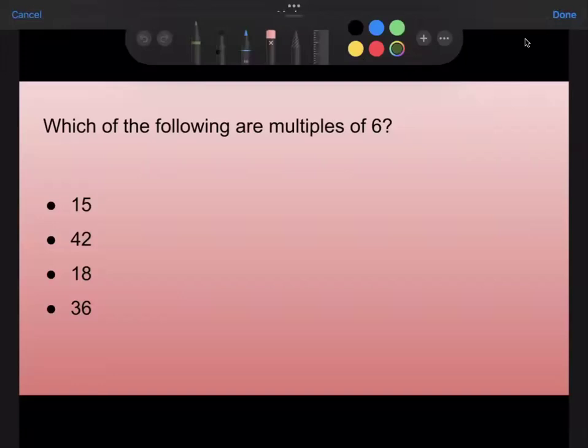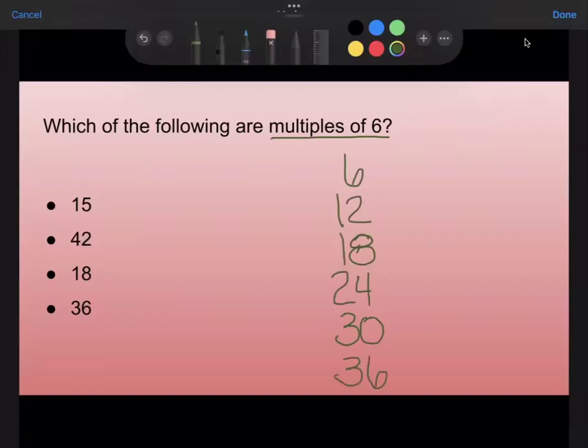Okay, here's our next one. Which of the following are multiples of 6? For this one, I'll use the skip counting list where I'm adding another 6 every time I go. So we'll start with 6. 6 plus 6 is 12. 12 plus 6 is 18. 18 plus 6 is 24. 24 plus 6 is 30. And 30 plus 6 is 36.